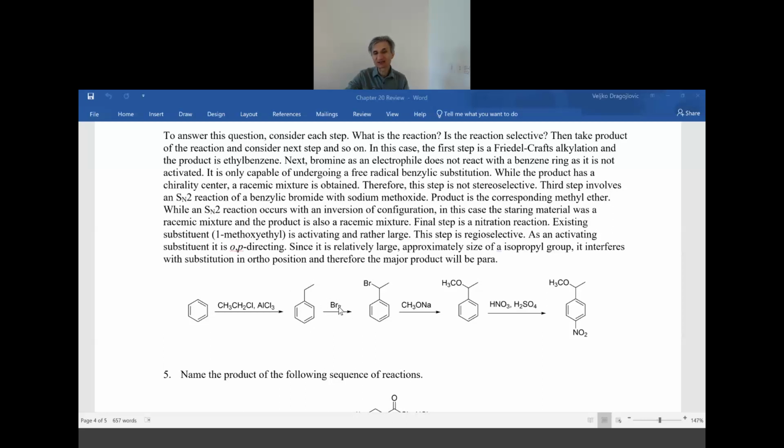What bromine in this case does is free radical substitution. It reacts in a free radical substitution reaction in the benzylic position. That's the activated position, the carbon attached to the benzene ring. That's the most stable free radical. So this is free radical substitution, and that means benzylic bromination. Bromine is introduced in the benzylic position. And so this is the product. That's the result of the bromination reaction.